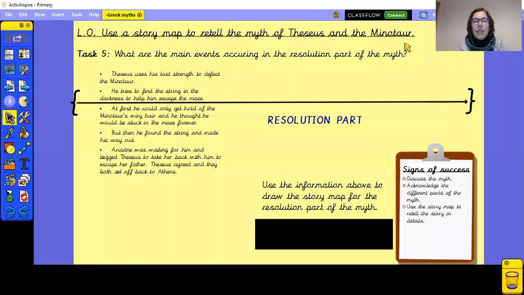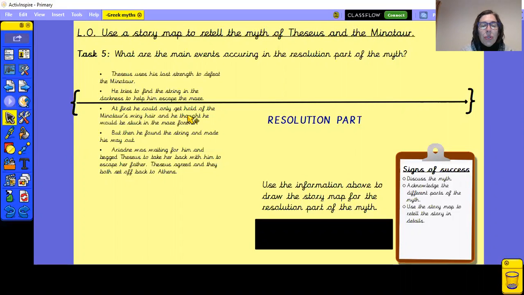Well done, Year 5. So for my resolution part, I've got different elements here that I'm going to share with you. I've got Theseus using his last strength to defeat the Minotaur. Remember, he was hurt before, and that was the problem. Now, we know he succeeded. He used his last strength to defeat the Minotaur. He tries to find the string in the darkness to help him escape the maze. Remember the string that Ariadne gave to him before he entered the maze.